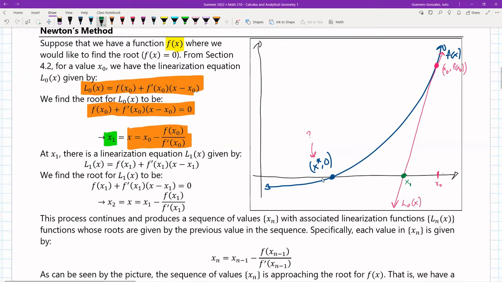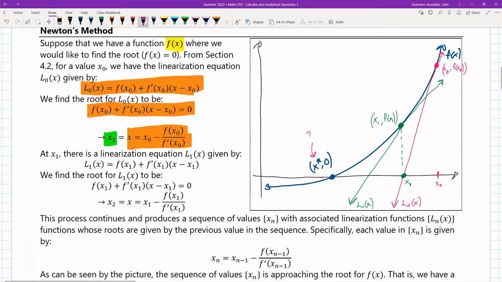From here, we know that it belongs to a point up here. This is x1, comma, f of x1. And at this point, there is a tangent line approximation as well. I'm going to extend this a little farther that way. This is going to be L1 of x. And notice how this is working. It's based off of the root of the previous tangent line approximation.